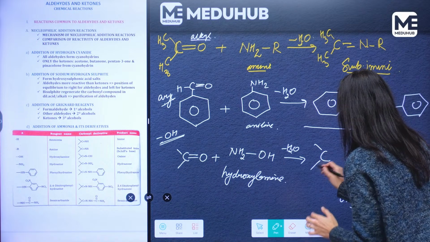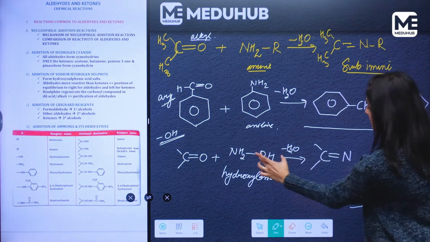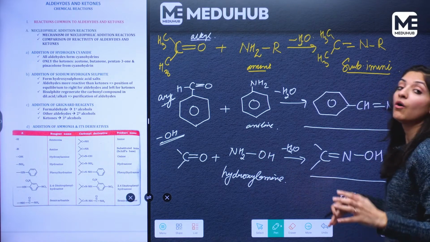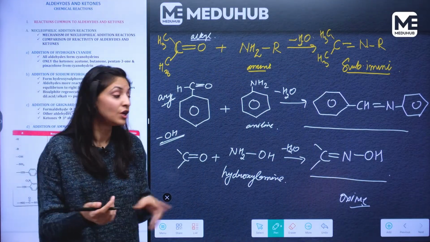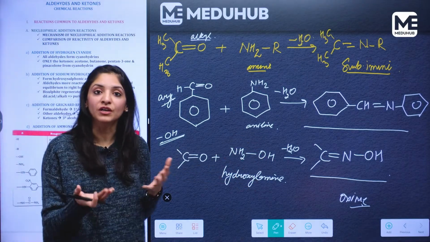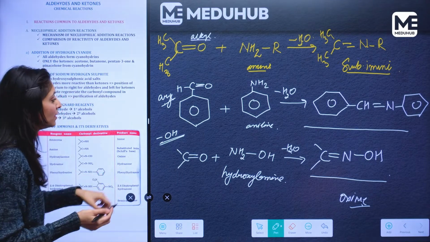This is the carbonyl carbon. This will now be doubly bonded to the nitrogen and the Z group will stay as it is. So this is an oxime. Oximes have a characteristic color depending on the carbonyl compound that we have used. So this reaction can also be used to determine which aldehyde or ketone is there. So it is used for the identification of aldehydes and ketones.